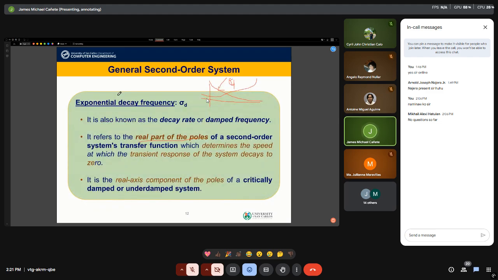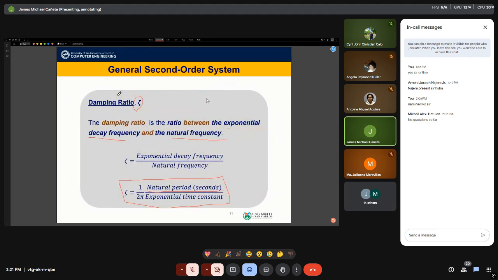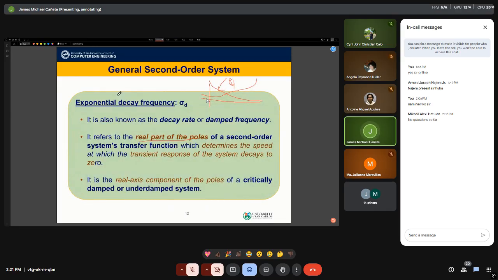So the next concept is the exponential decay frequency as kaning numerator sa atong zeta. So this is known as the decay rate, the damp frequency. And what this means mathematically is that kung na-solve nimo ang s sa imong transfer function, if naa siya real part, mao na imong exponential decay.